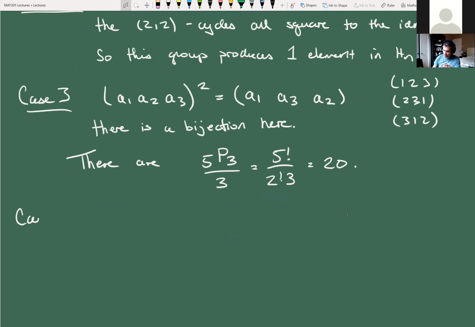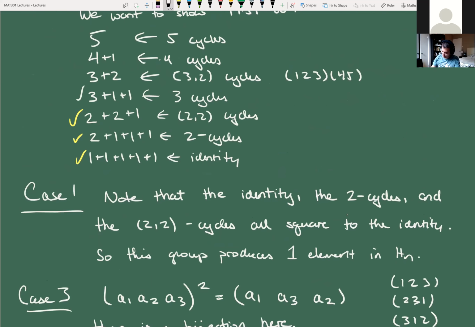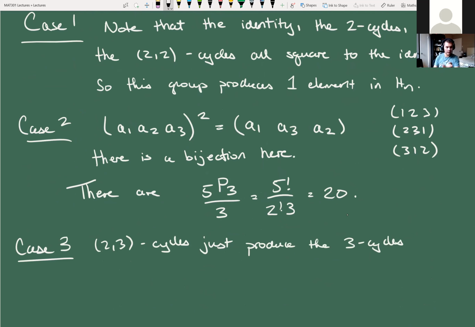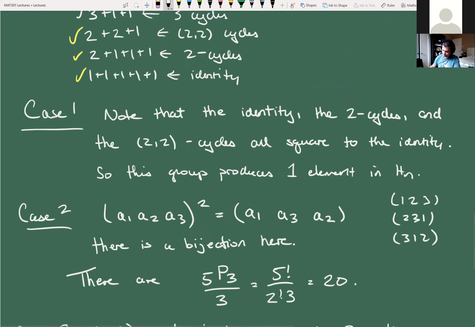All right, let me go a little bit faster because I think we're running out of time. So that takes care of that. The 3 2 cycles are the same as the 3 cycles. Let's say the 2 3 cycles just produce the 3 cycles, right? Because when you square it, the 2 part becomes the identity. And so the only thing that matters is the 3 cycle portion, but you just generate all the elements that we did in case 2. So nothing new happens.